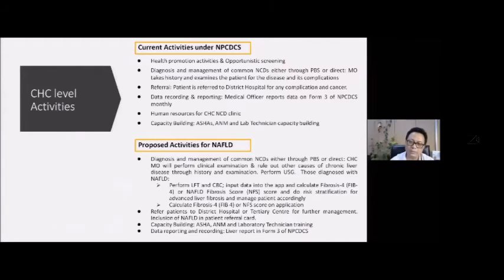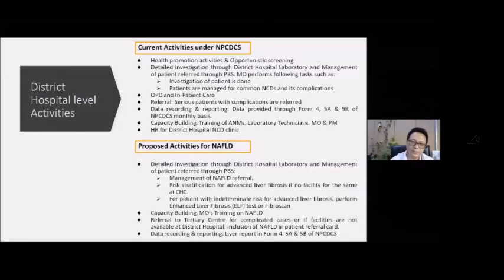Then when they know that this person is falling into one category or one stage of NAFLD, they can refer to tertiary care in the district hospital or the medical officer. So this capacity building of the different health functionaries can happen in the CHC, and it is not a big deal, and we are not adding anything which is very resource intensive. It is doable. And when the patient reaches the district hospital level, over and above the normal district hospital activities for NCDs, we are trying to put in some detailed investigation through the district hospital laboratory and management of the patient through the screening.